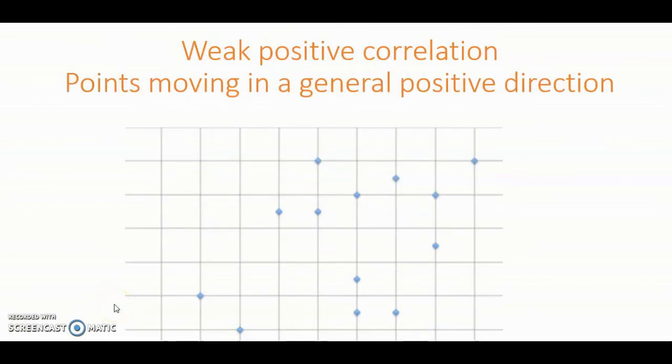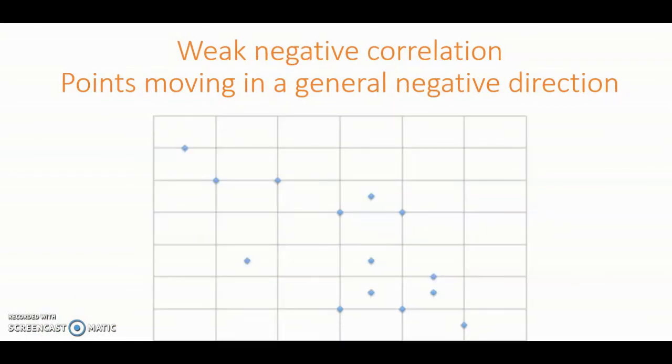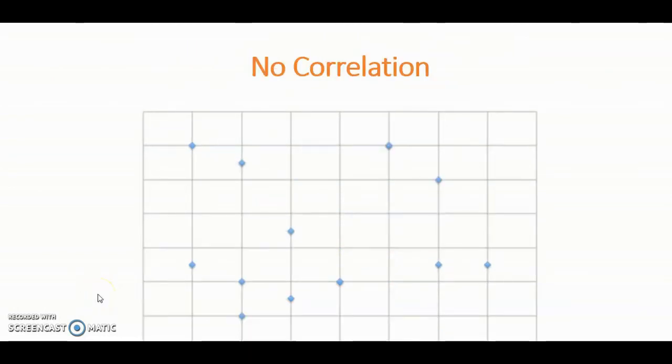This scatter plot is an example of a weak positive correlation. We see that the data are all scattered around, but overall in a positive direction. The plot shows a weak negative correlation. We see that the data are scattered around, but overall in a negative direction. This scatter plot shows no correlation because there is no general positive nor negative trend.